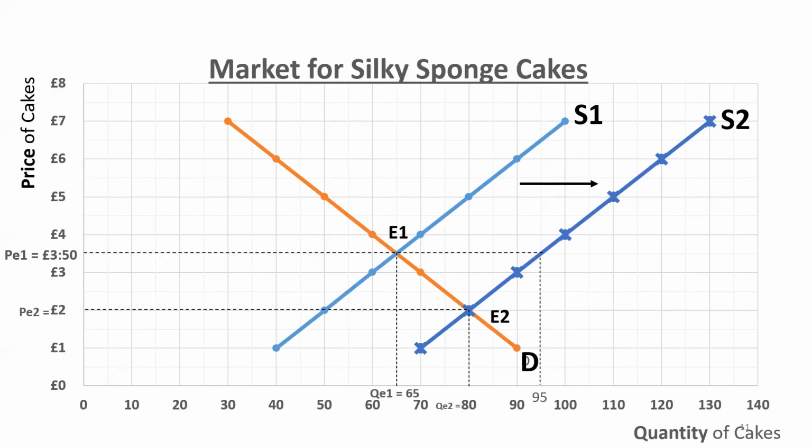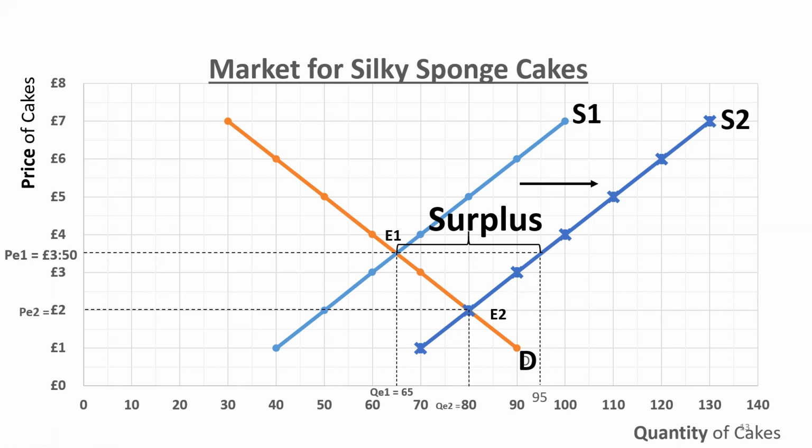So we begin at £3.50 in equilibrium. What's happened at £3.50 is that the quantity supplied has increased by 30. The quantity demanded at £3.50 hasn't changed. Along the demand curve, the quantity demanded is still 65. But now at £3.50, the quantity supplied is 30 higher, because at every single price the quantity supplied has increased by 30.